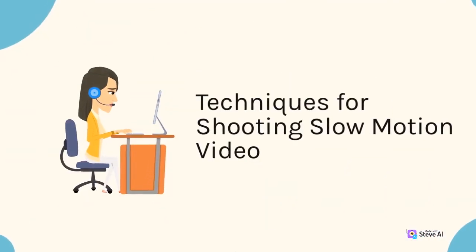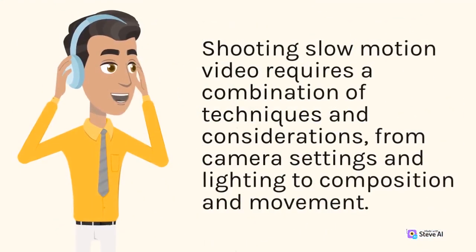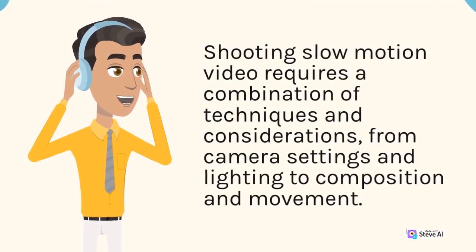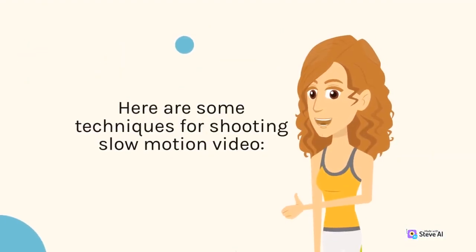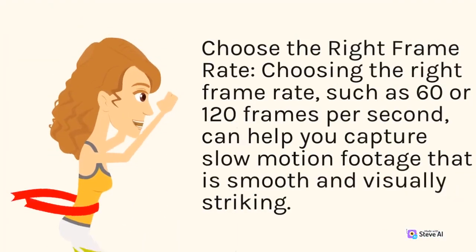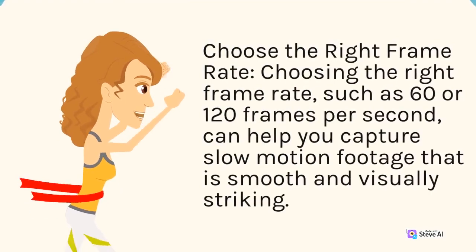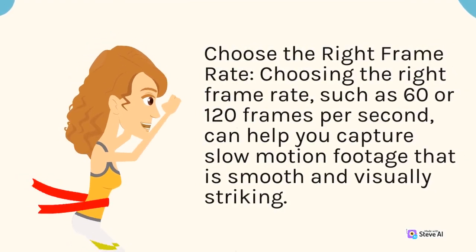Techniques for shooting slow motion video. Shooting slow motion video requires a combination of techniques and considerations, from camera settings and lighting to composition and movement. Here are some techniques for shooting slow motion video. Choose the right frame rate. Choosing the right frame rate, such as 60 or 120 frames per second, can help you capture slow motion footage that is smooth and visually striking.